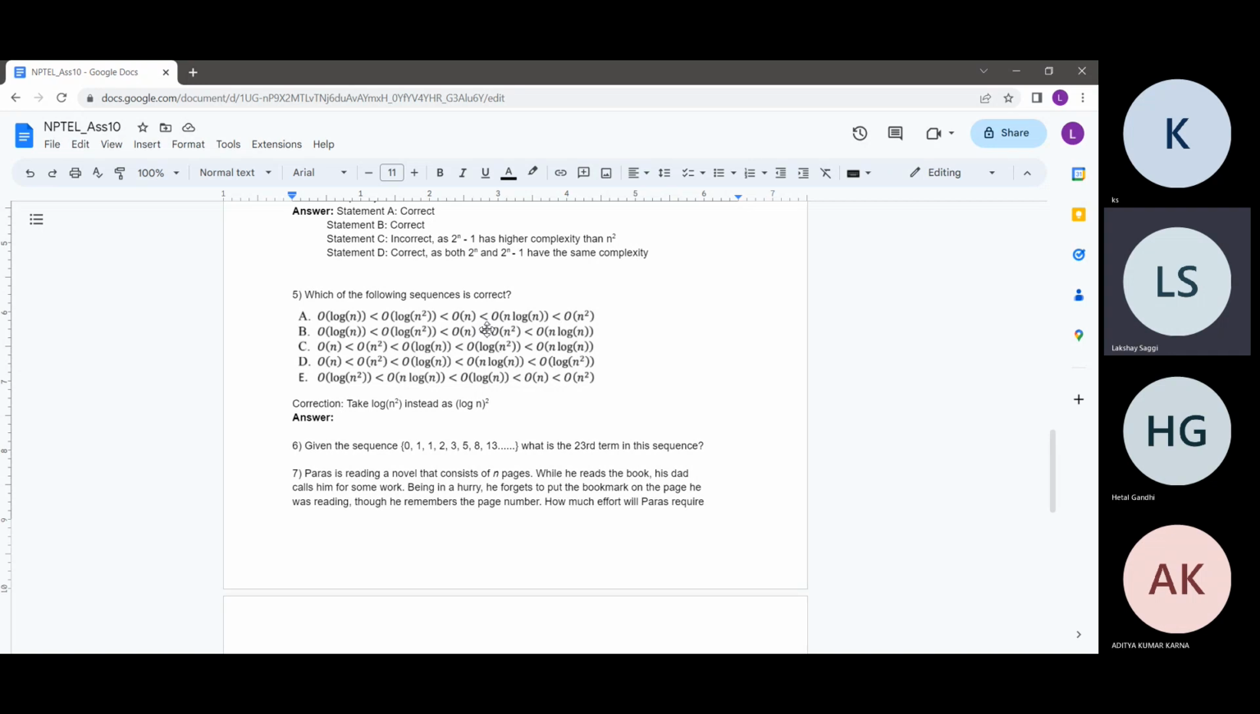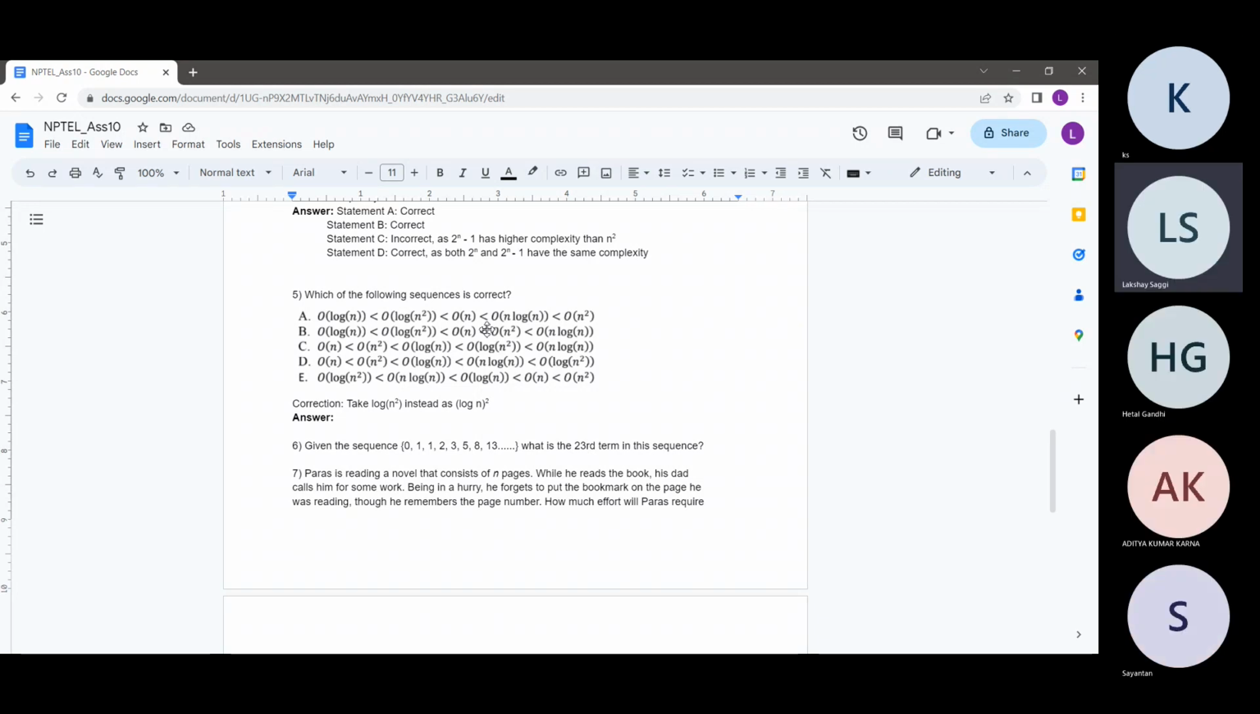Like n upon log n whole squared will be infinity by infinity form, so you can differentiate both denominator and numerator. So it will become something like 1 upon 2 log n into 1 by n. So it will come out to n by log n or something. And n by log n, you can differentiate it again, or you can just see directly that n by log n will tend to infinity. So this part will also hold true.